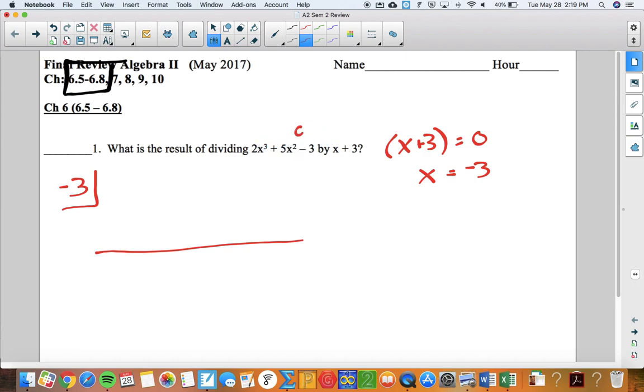Now realize that there's a 0x in there. We're missing the term x, so we have a 0 that will take its place. So our coefficients are, in standard form order, 2, 5, 0, and negative 3. If there's a negative coefficient, you have to put that in there.